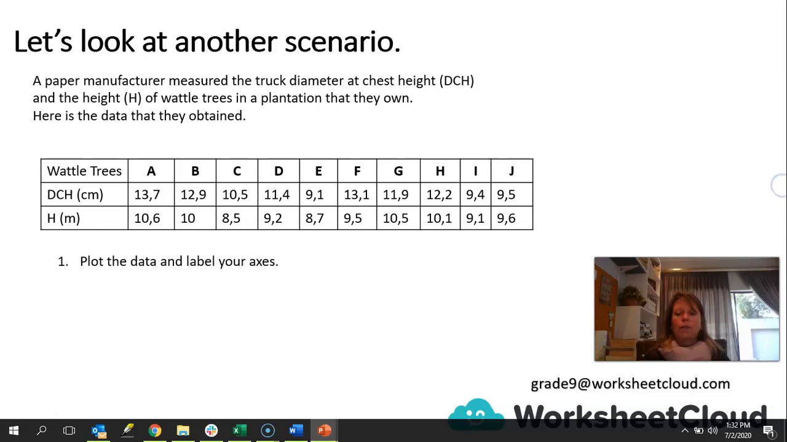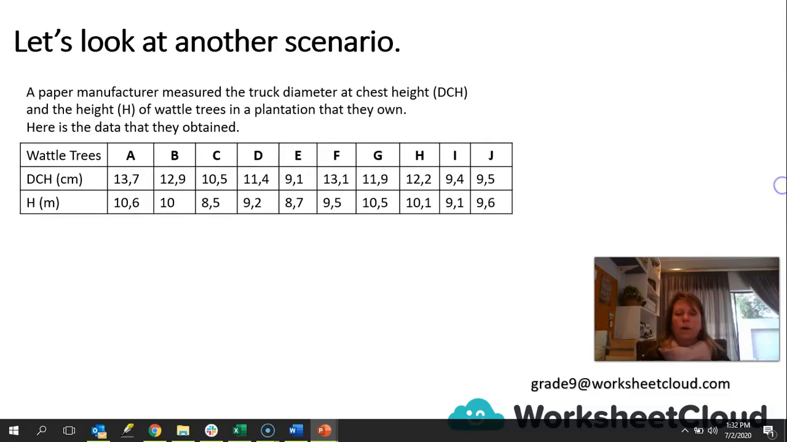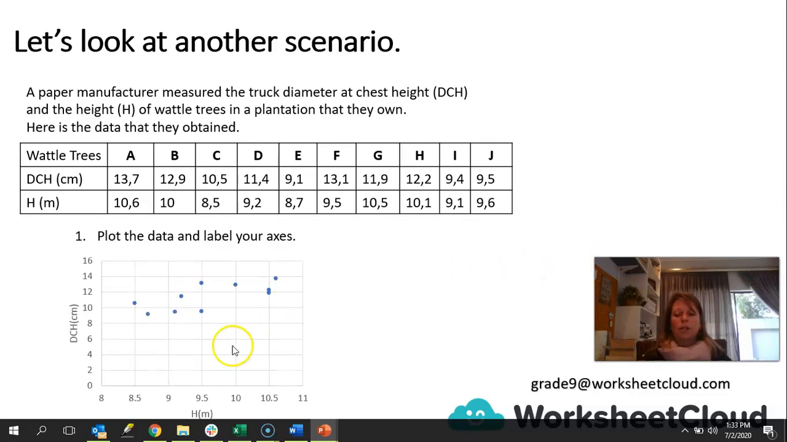Okay, so what do we have to do? We have to plot the data and label the axes. We have to discuss the trend that you see, and we have to discuss how strong this trend is. All right, and then draw the line of best fit. Okay, so here we have our data again, and let's plot the data and label the axes. So there's the data plotted, and you can see that the axes have been labeled. There's DCH for diameter at chest height and the actual height of the wattle tree, and there is all our data that has been plotted. Okay, so our points 13,7 and 10,6 is 1 point.